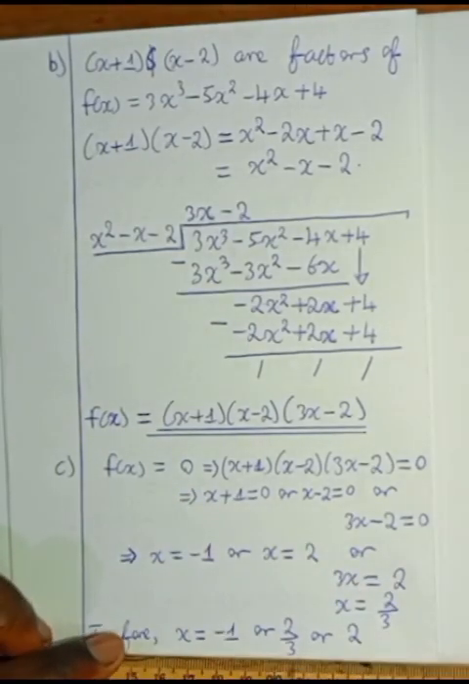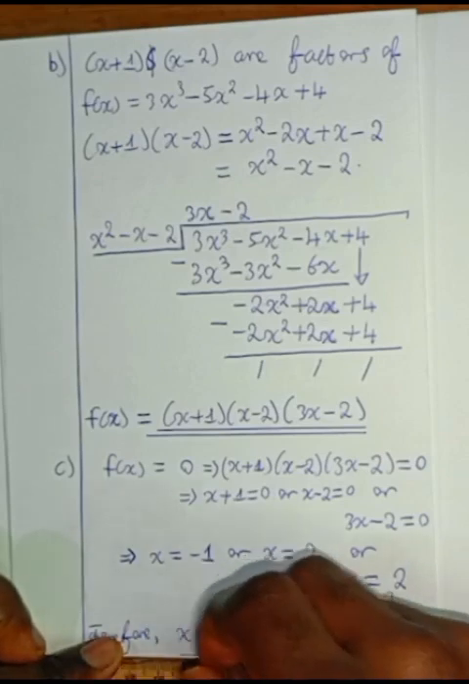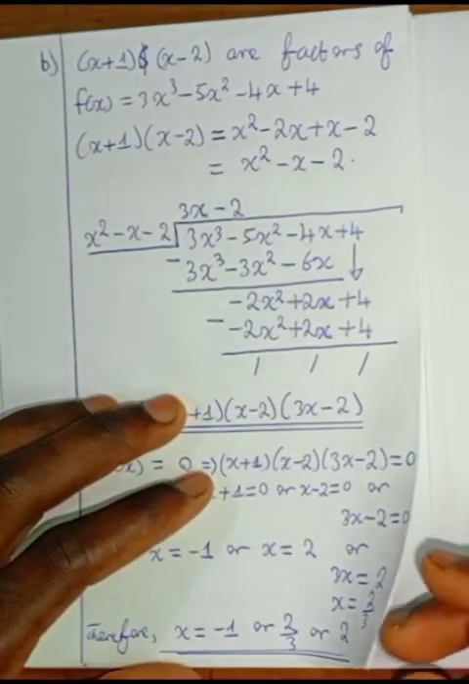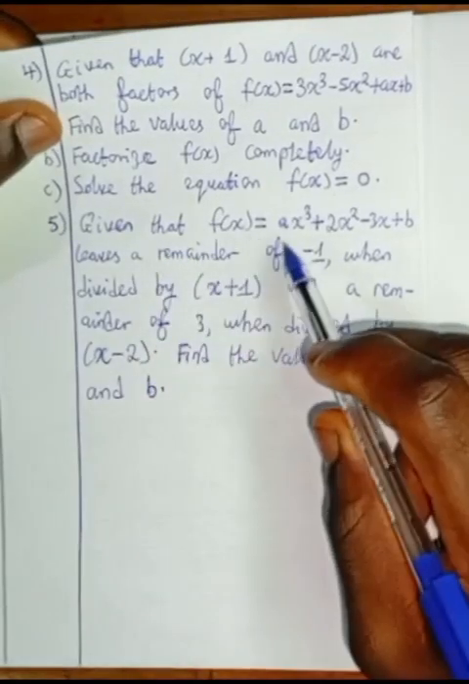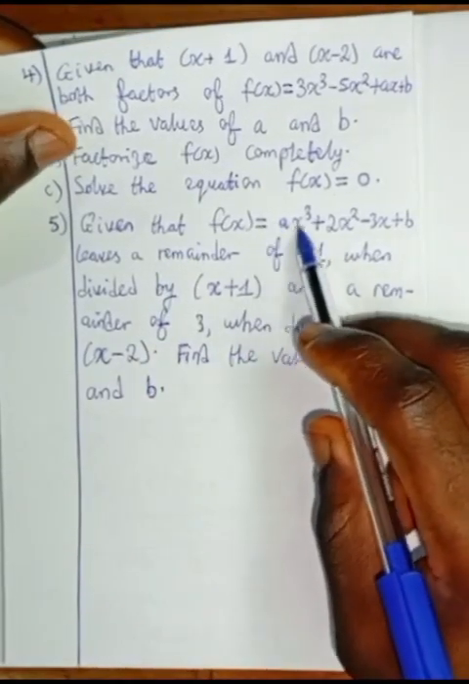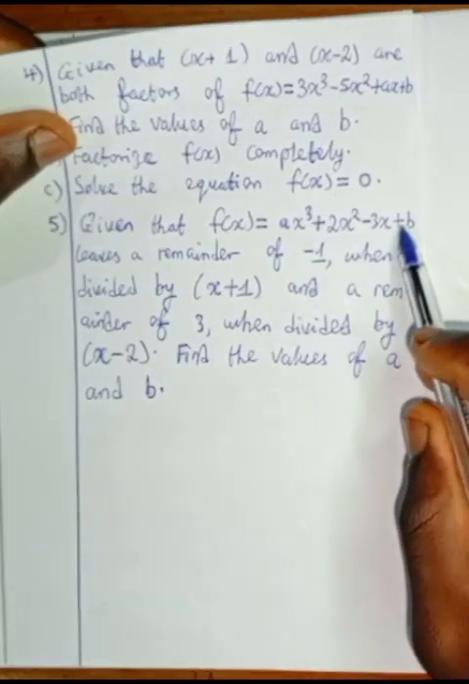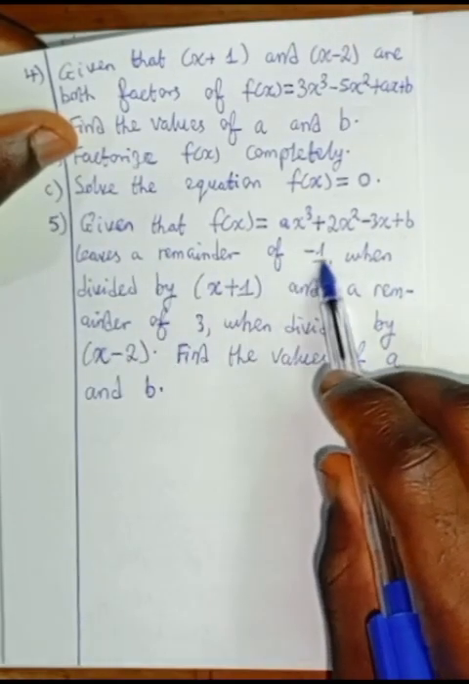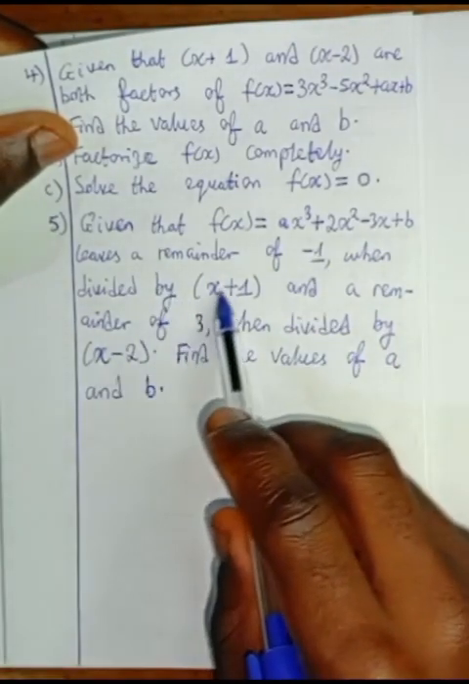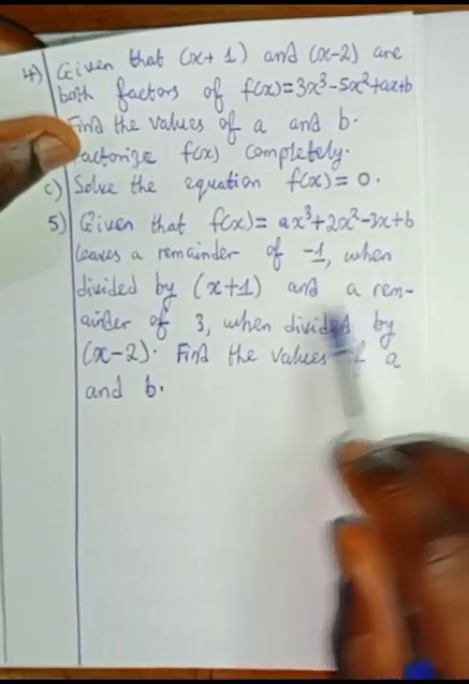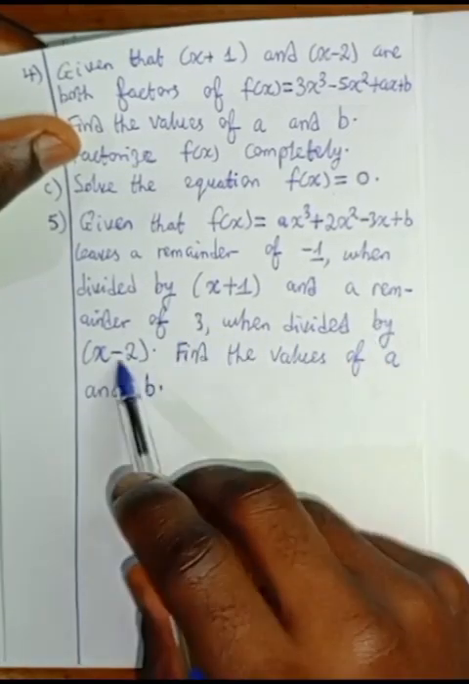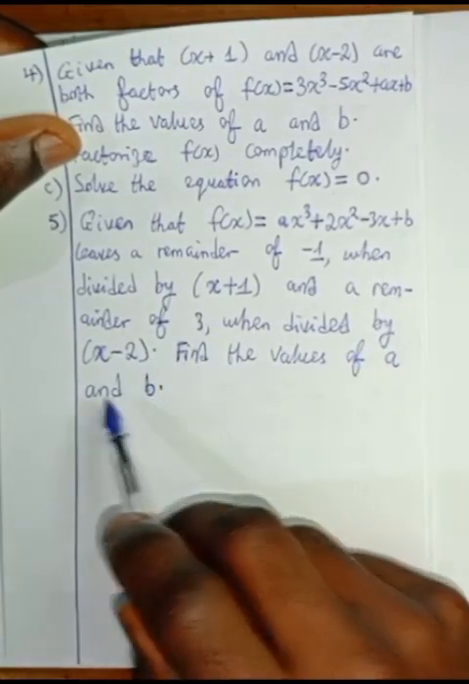So this is the solution for f of x equal to 0. We move now to the next question. Question 5 says, given that f of x is equal to ax cubed plus 2x squared minus 3x plus b leaves a remainder of -1 when divided by x plus 1 and a remainder of 3 when divided by x minus 2. Find the values of a and b.